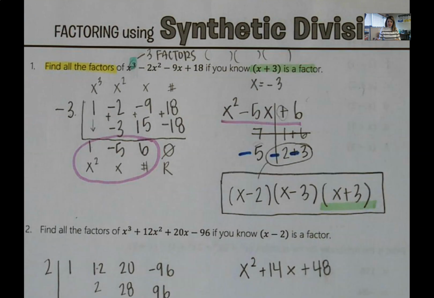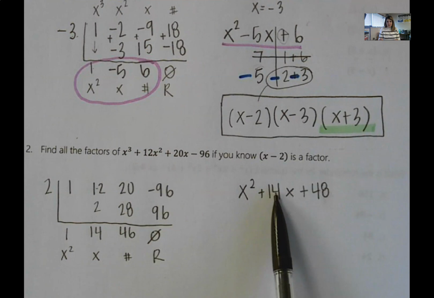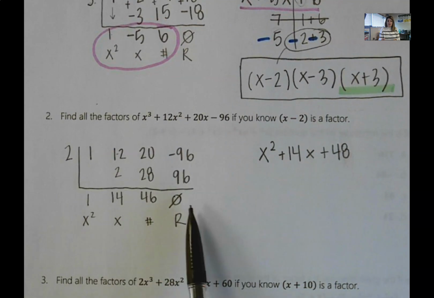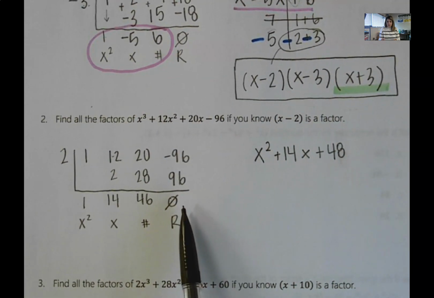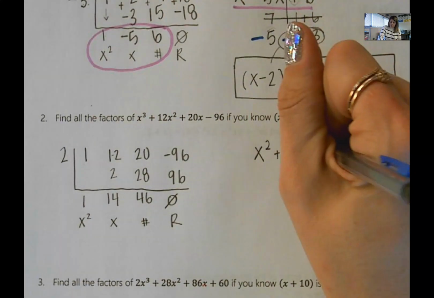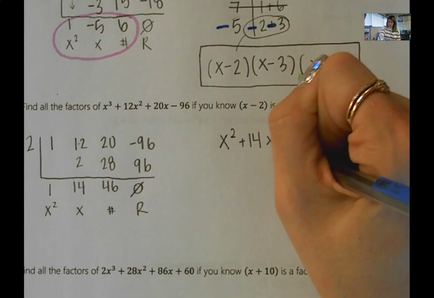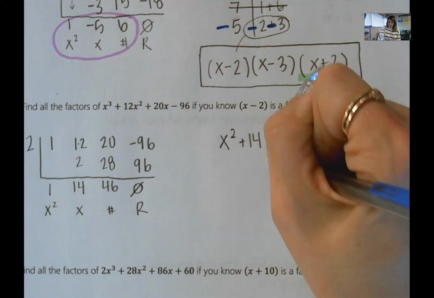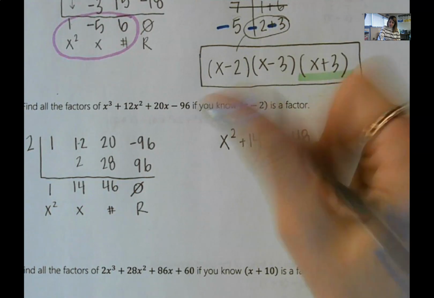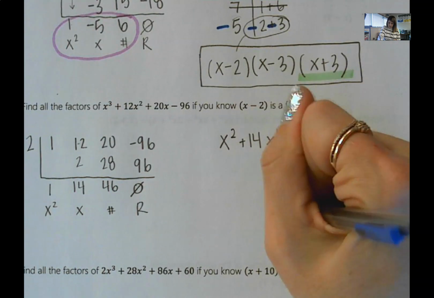Okay, I'm back and I have a trinomial of x squared plus 14x plus 48. So you can see my math over here on the synthetic division. This is now what I need to factor. So I'm going to go the long way, I'm going to list all of the factors of 48. So that's 1 and 48, 2 and 24, 3 and 16, 4 and 12, 6 and 8.